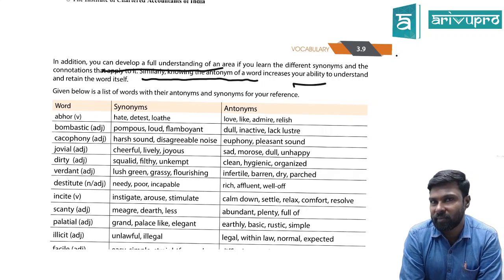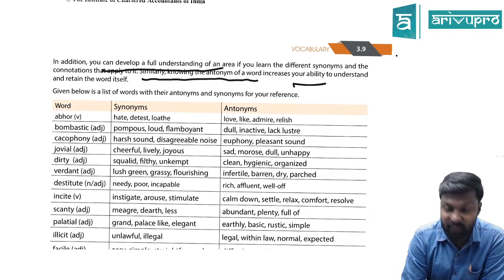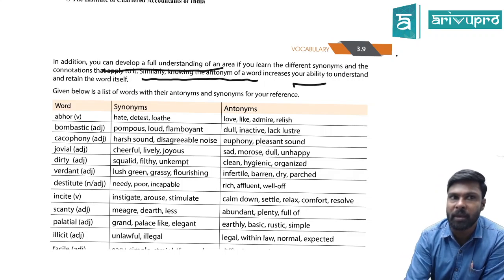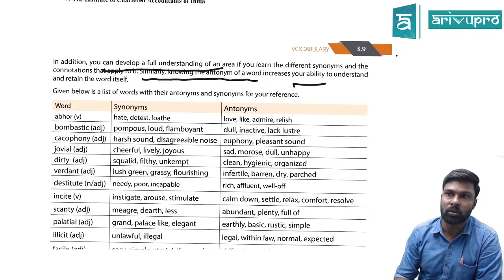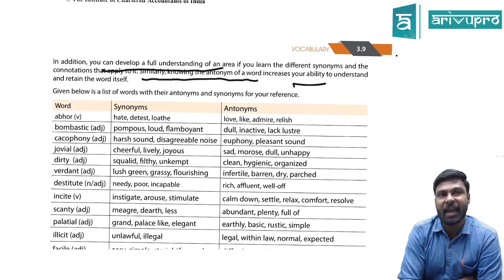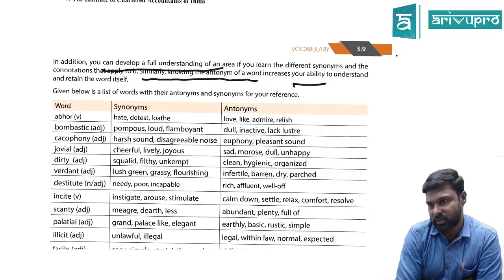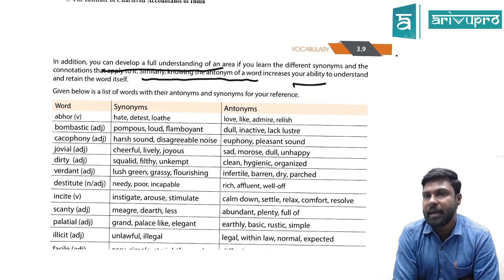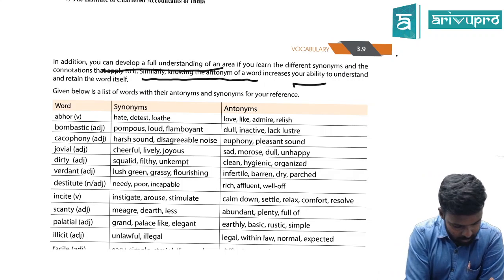Flourishing. Right? Antonyms are infertile, barren, dry, parched. Parched can also be used for throat. My throat is parched. Can you lend me some water? So that I can quench my thirst. Don't say I want to fill my thirst. I want to quench my thirst. Spelling Q-U-E-N-C-H. Quench my thirst.